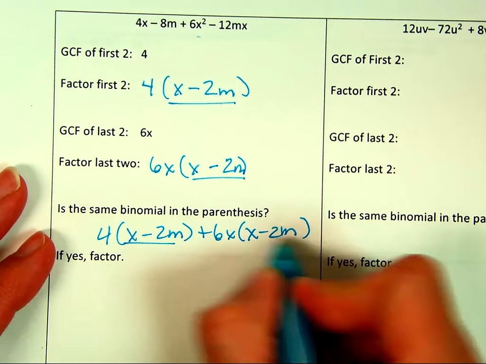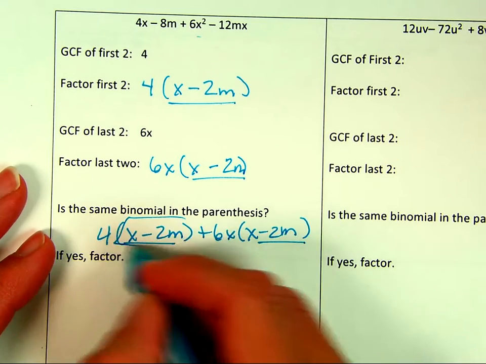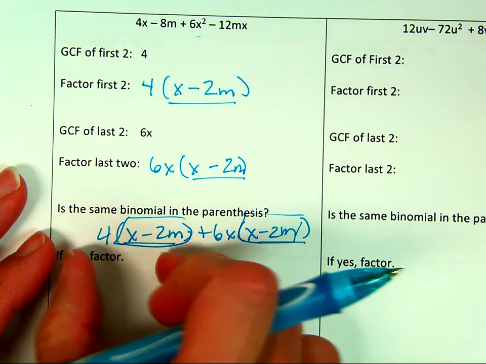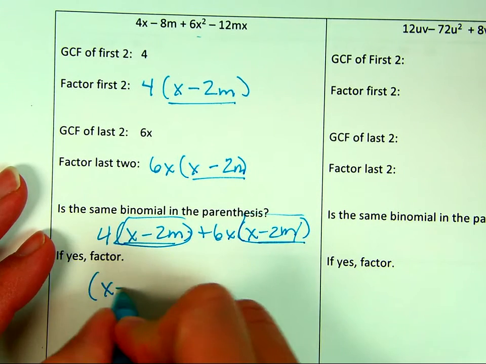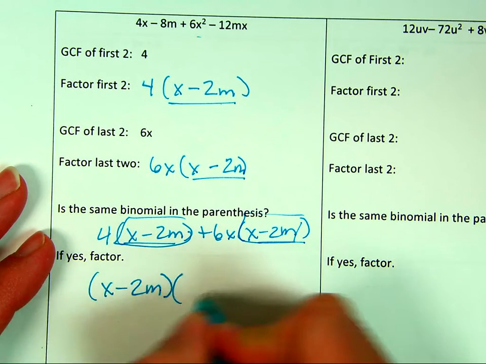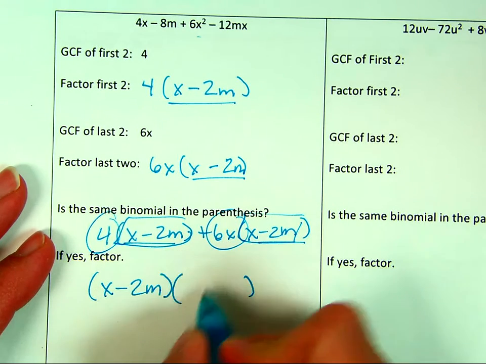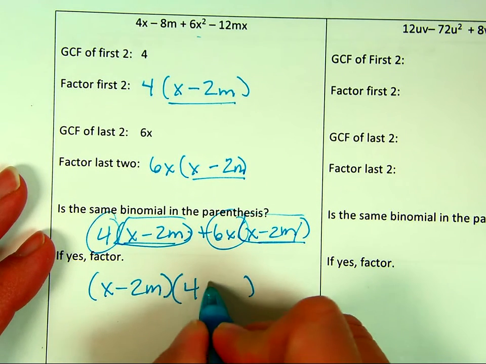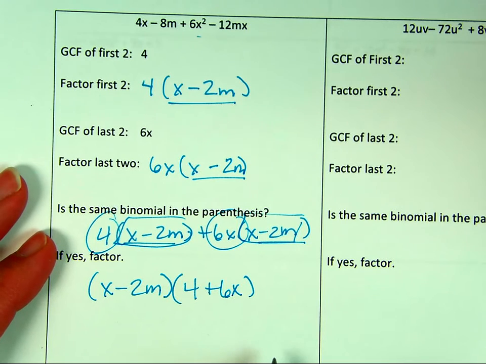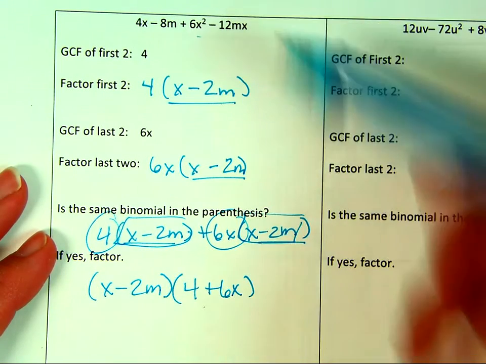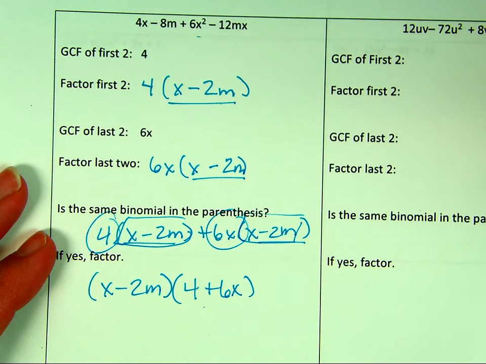And since the same thing is in parentheses, that's our new greatest common factor between these 2 things. So we factor out our new greatest common factor. And what's left here is a 4 and a 6x. And now we have 2 binomials that multiply together to equal our 4-termed polynomial in the top.